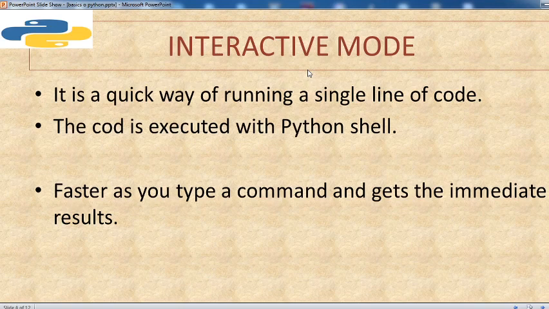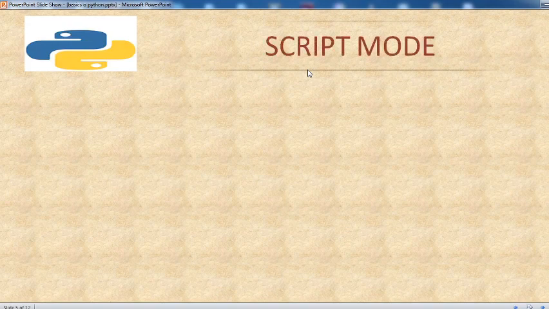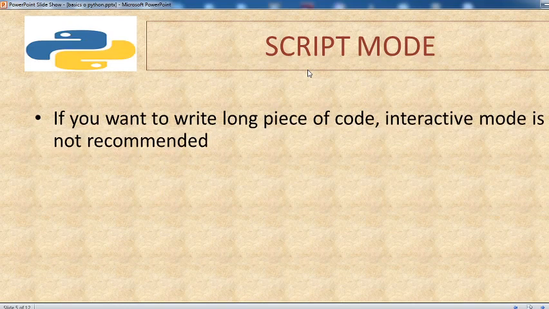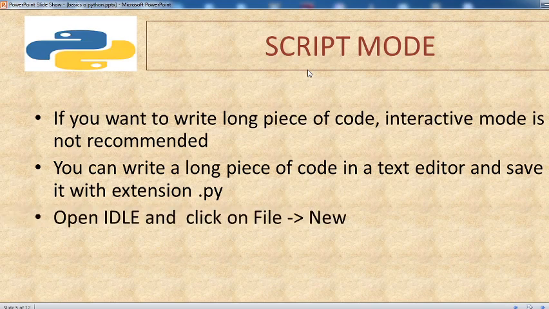As we have seen, the code is executed with the Python shell. It is faster, as you type the command and get the immediate result. The next mode is scripting mode. In scripting mode, when you want to write a long piece of code, you don't have to use interactive mode. Interactive mode is not recommended. In that case, you use a text editor, write a program, and save it with the extension .py. To do this, go to IDLE, click on file and then click on new.